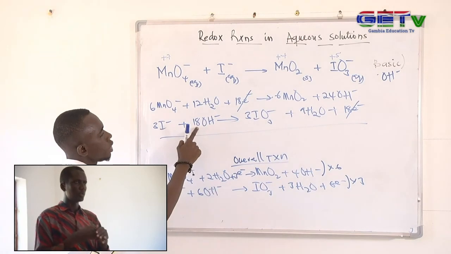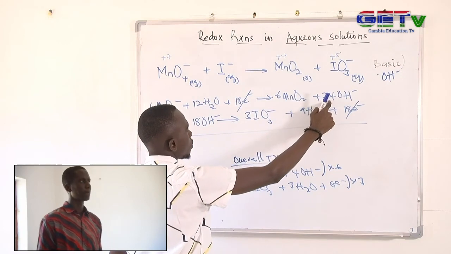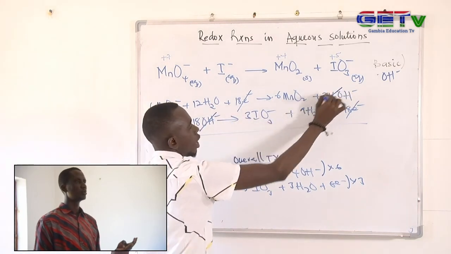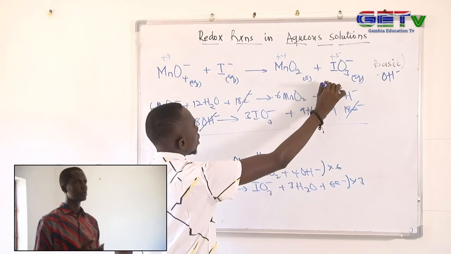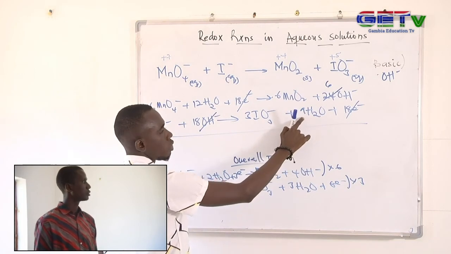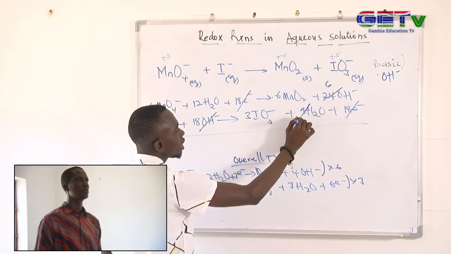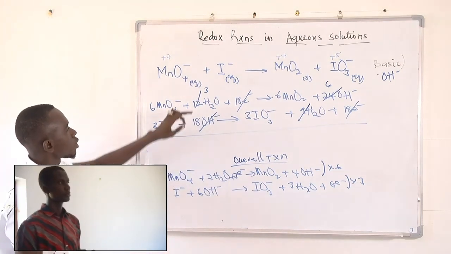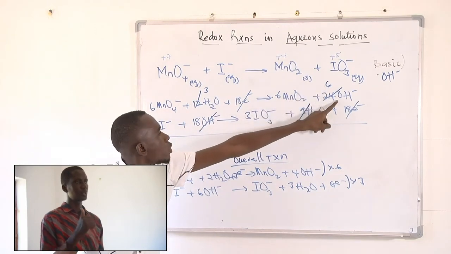We have here 18 moles of hydroxyl ions and here we have what? We have 24 moles of hydroxyl ion, which means we will subtract this from this value. That is, we subtract this 18 from this, and then we will have something like 6. Again, we have 9 molecules of what? Water. And here we have 12 molecules of what? Water, which means we will subtract this 9 from this 12, and then we will have 3, which means at the end of this reaction, we'll have 3 molecules of water, and then we have 6 molecules of hydroxyl ions.